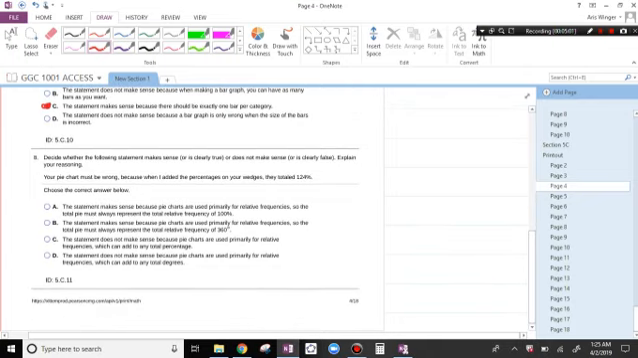Decide whether the following makes sense or does not. Your pie chart must be wrong because when I added the percentages on your wedges, they total 124%, right? That makes sense, since the percentages in a pie chart should not add up to more than 100%. The statement makes sense because pie charts are used primarily for relative frequencies, so the total pie must always represent the total relative frequency of 100%.